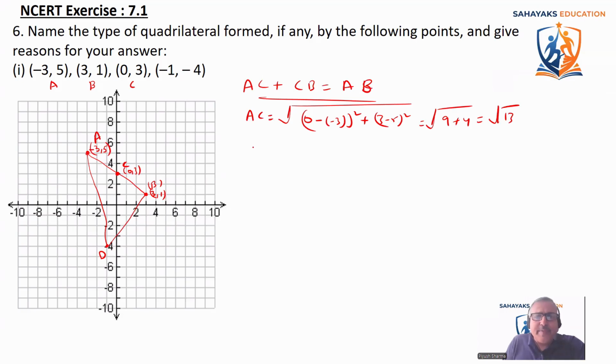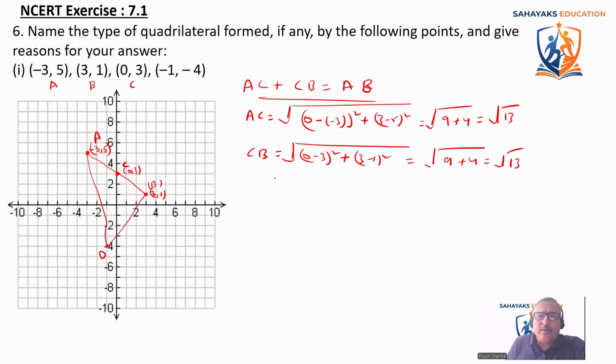Let's find out CB. What is CB? CB is equal to the square root of 0 minus 3 whole square plus 3 minus 1 whole square. So it comes out to be the square root of 9 plus 4. It's again the square root of 13.